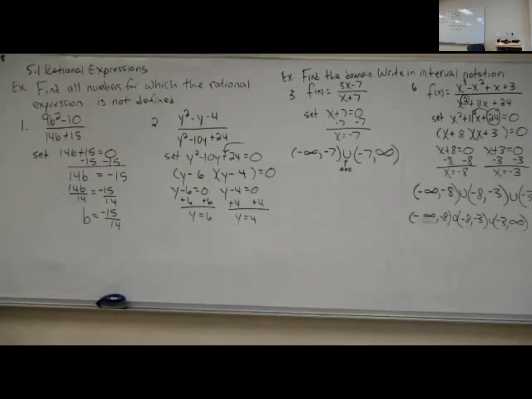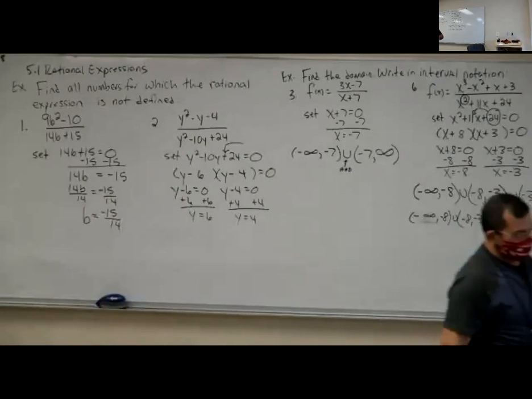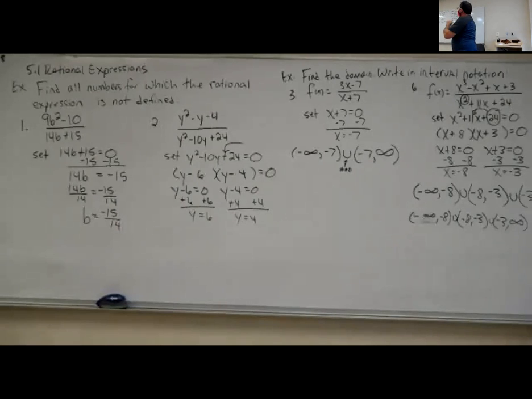So that's basically 5-1, just finding the domains of these, okay? So the first two look at finding numbers that make it undefined. And then the last few are just finding the domain and putting them into the interval notation. And it's not bad, just remember, we use that union to keep the numbers out though, okay?